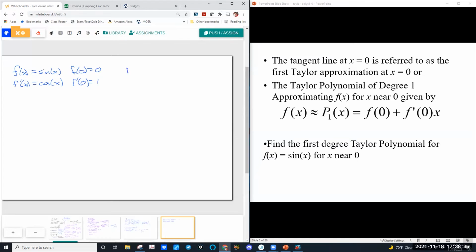So our first degree Taylor polynomial is 0 plus 1 times x, which just simplifies down to x. The nice thing about Taylor polynomials is they all build on themselves. Now, we're also going to be exploring the graph of this. So let's get a graphing window up here.